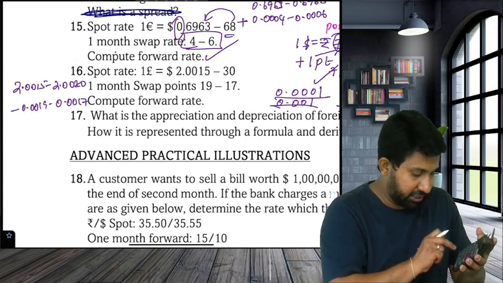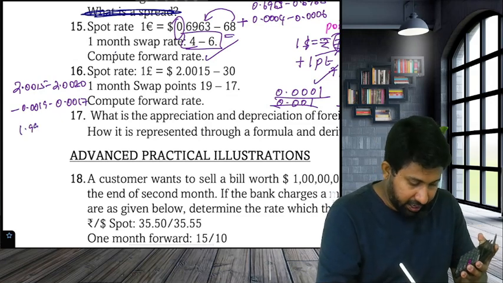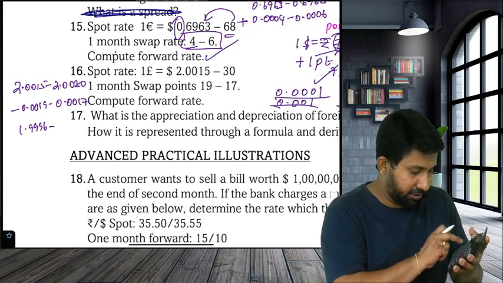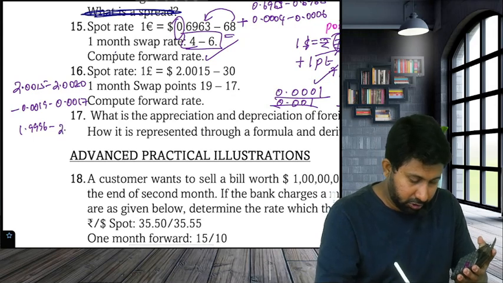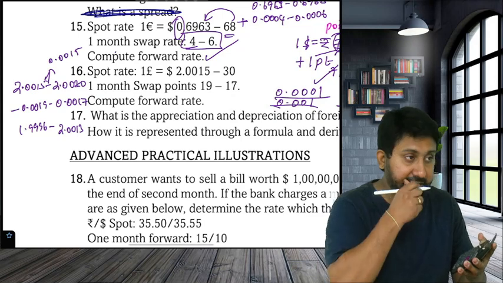2.0015 minus 0.0019, 1.9996. Dash, 2.0030 minus 0.0017, 2.0013. Here 0.0015 is the spread.